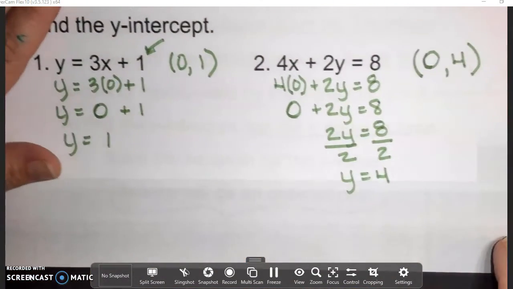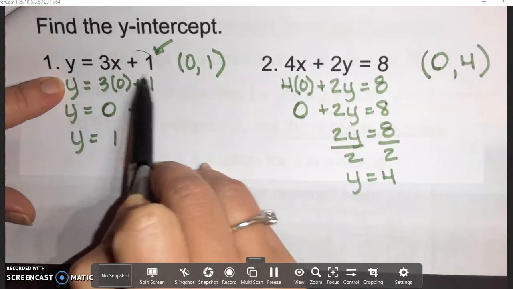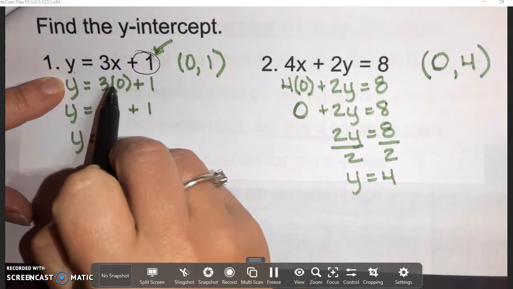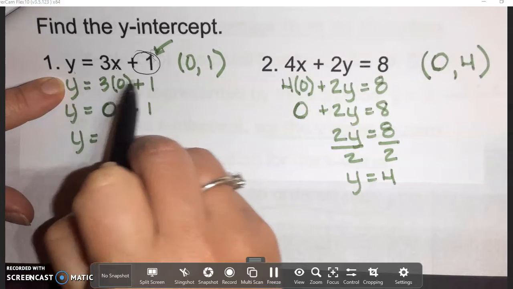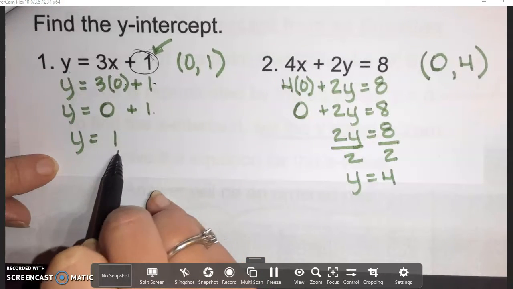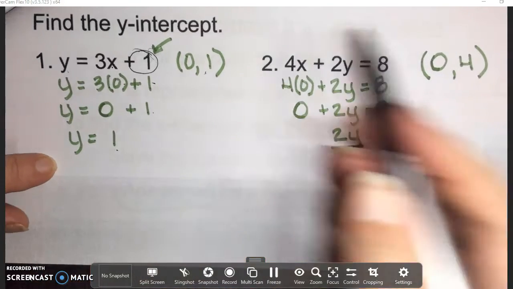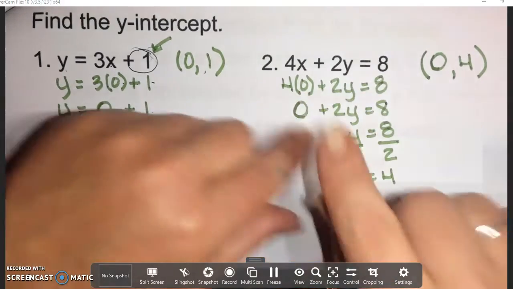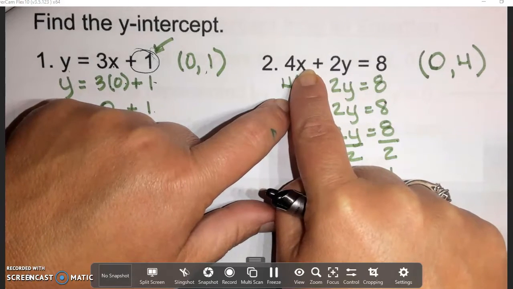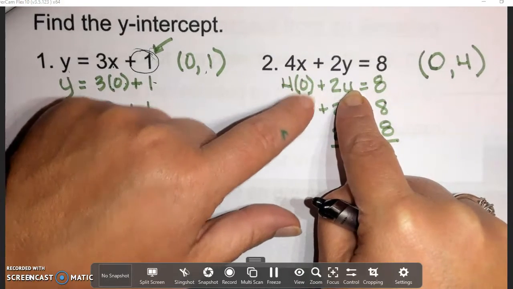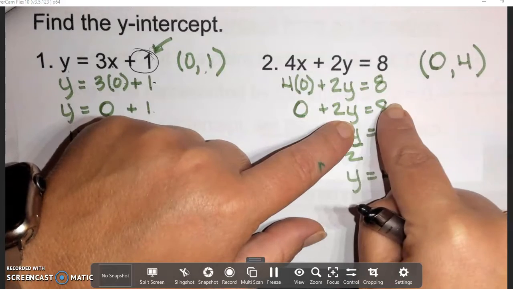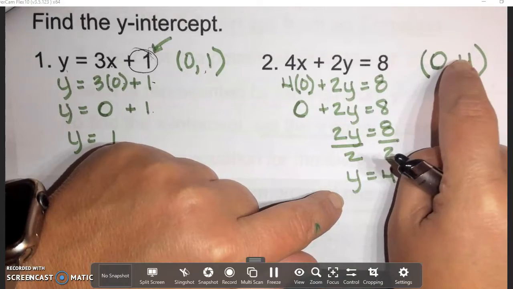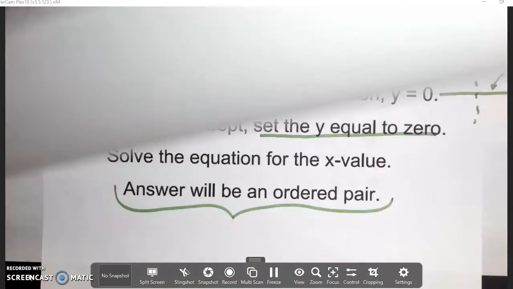Here, we know because of the way this is set up that 1 is our y-intercept. But if we wanted to make sure, we just plug in 0, 3 times 0 plus 1, and we get y equals 1. There's our answer, our ordered pair. In standard form, it's a little more difficult to spot. So we plug in 0 for x, and we solve for y. So 4 times 0 is 0, plus 2y equals 8. So 2y equals 8, we divide by 2, and we get y equals 4. Our y-intercept is (0, 4).